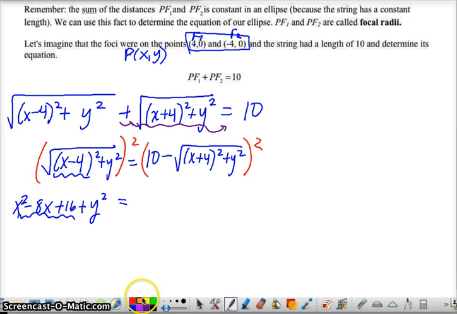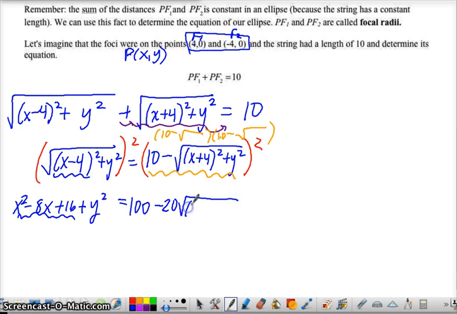On my right-hand side, that's a bit more of a nightmare. I've got to FOIL 10 minus this radical times 10 minus this radical. Okay, so 10 times 10 is 100. Negative 10 times the radical plus negative 10 times the radical is negative 20 times the radical. And then finally, a radical times itself is just the radical times itself. Okay, to save time and space, I'm going to expand (x plus 4) squared to x squared plus 8x plus 16. So I've written out this radical here.